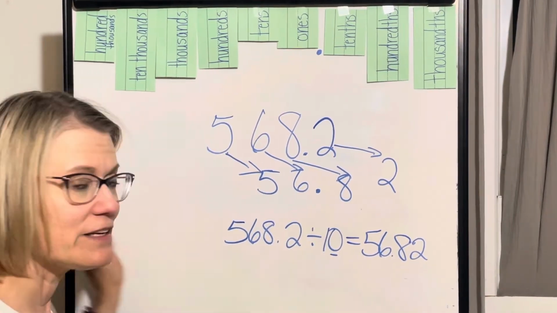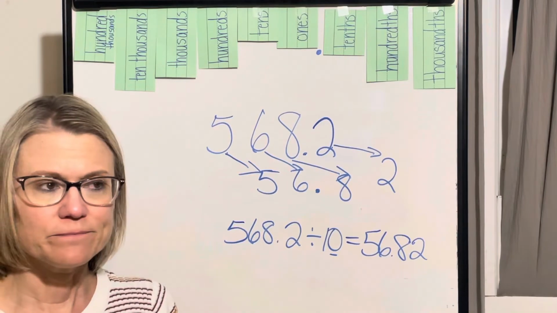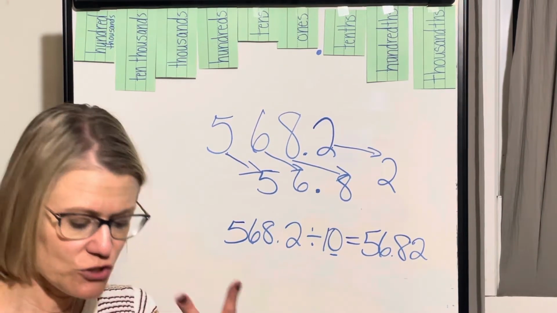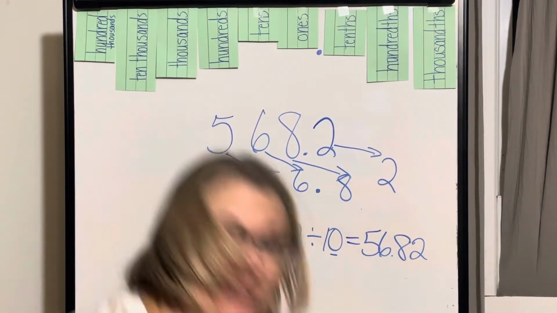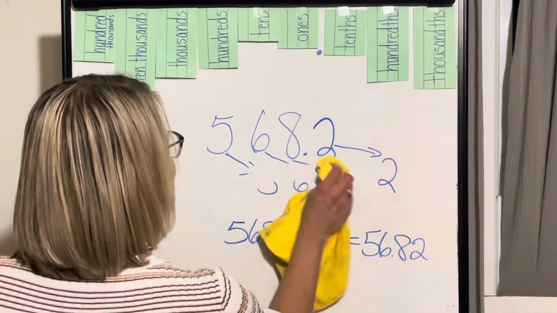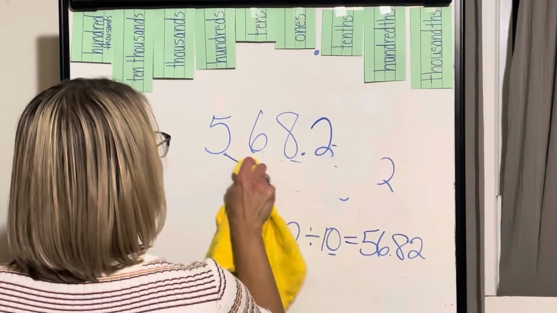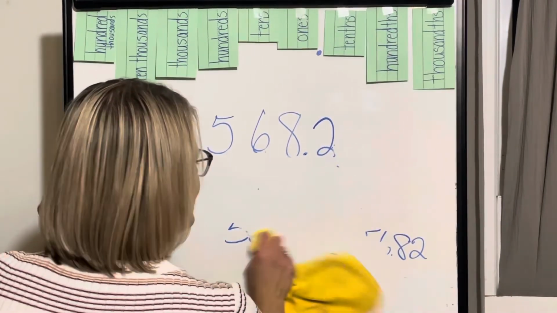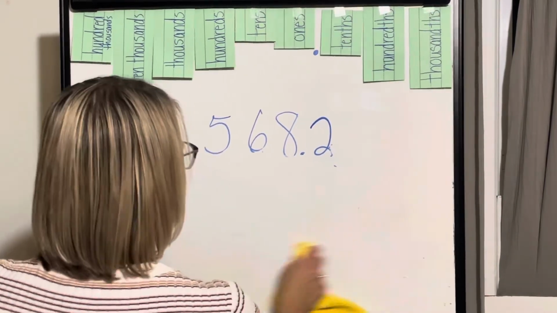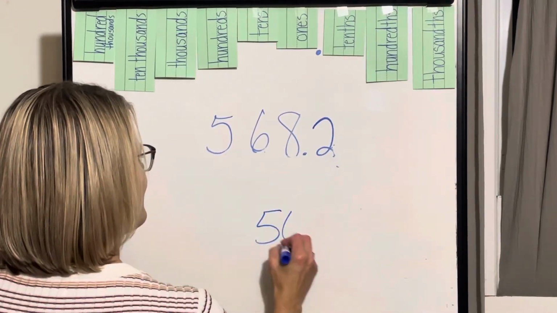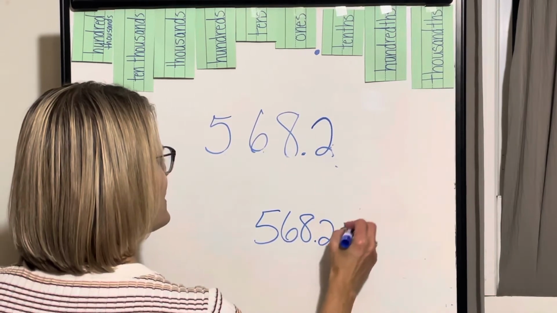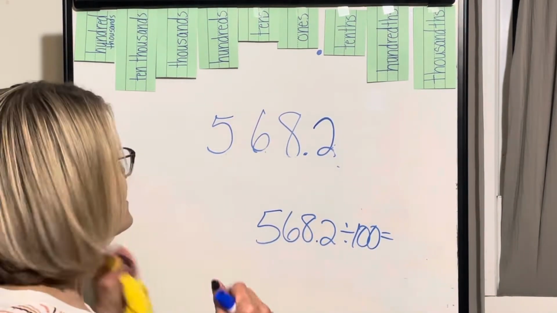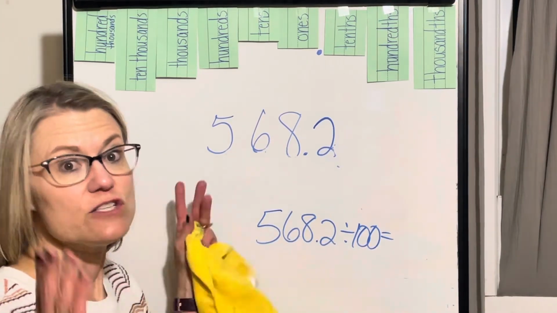What would happen if we divided it by 100? 10 to the second power shifts two places. So let's try it. We've got our original number, 568 and 2/10, and this time we are dividing it by 100. So we're going to shift everything two places to the right to make it smaller.